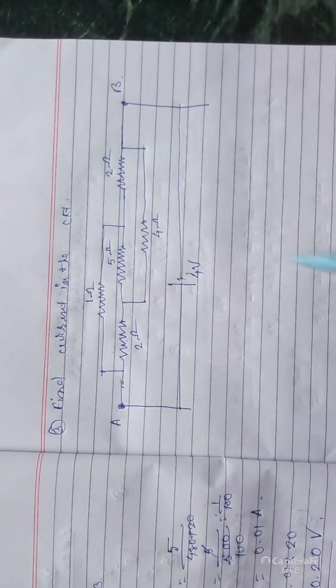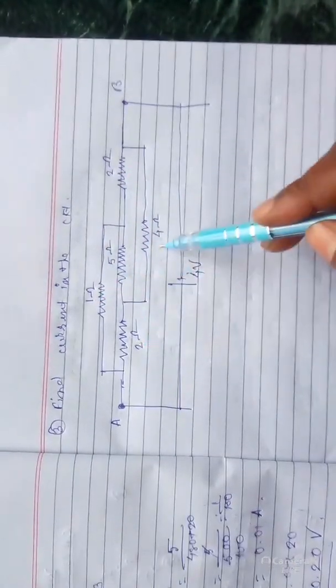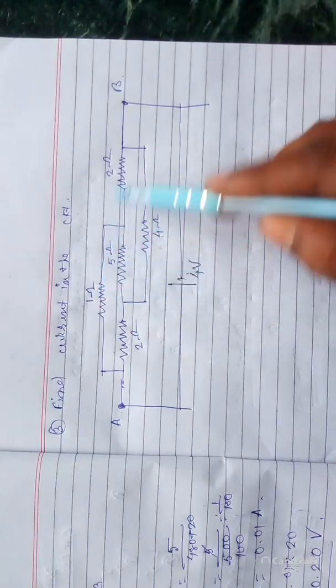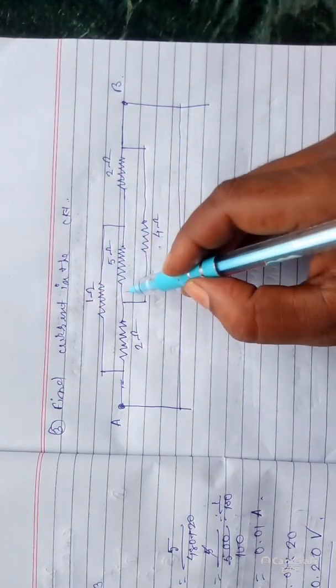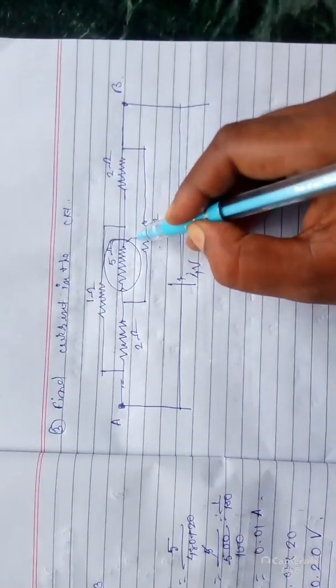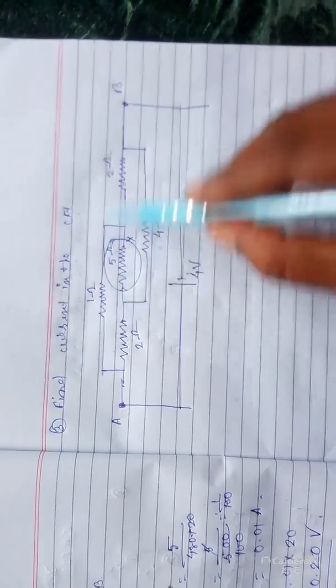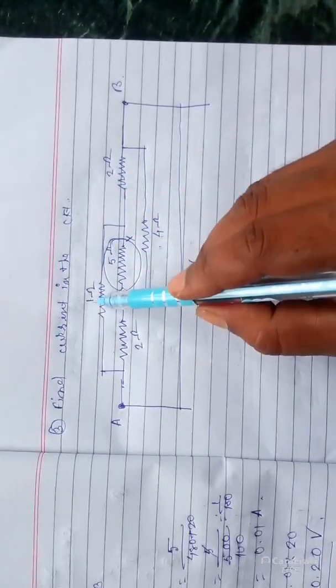We have already discussed, this is nothing but a Wheatstone bridge. Notice the ratio P by Q: here 1 by 2, here also 2 by 4, which means 1 by 2. As P by Q is equal to R by S, no current flows through this resistance. So you can omit this resistance. So what will be the equivalent resistance?